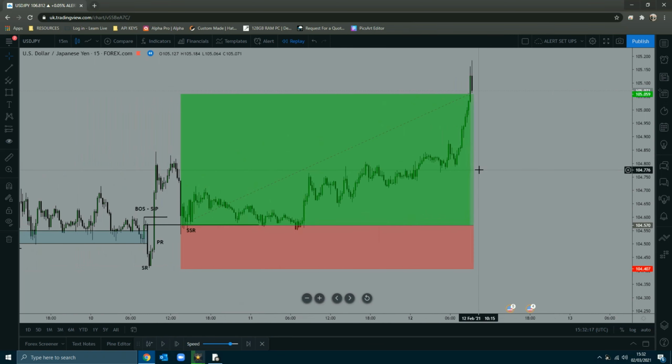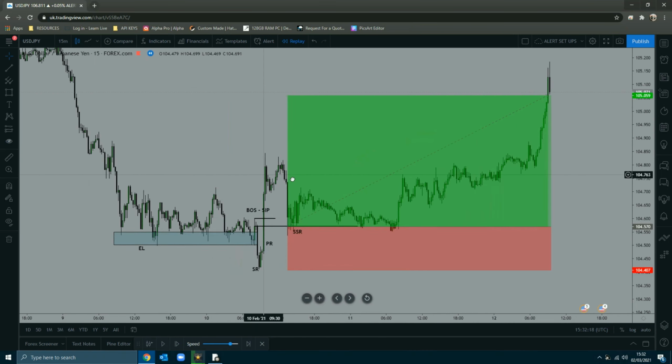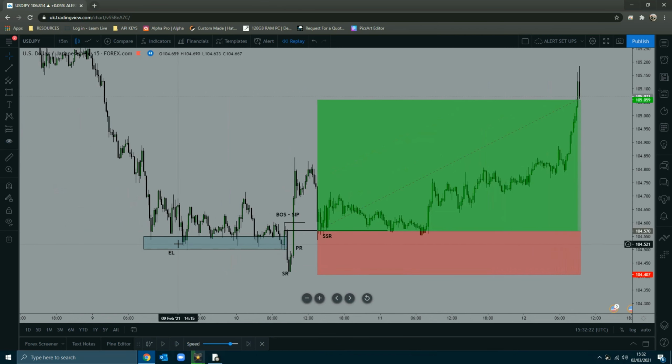Okay, so if I just scrunch the chart up a little bit, you've got the equal lows, so the EL, you've got the stop run, so the SR, price rejection, PR, and then you've got your BOS, so your breaker structure or your structure inversion point right there. When it came back down, you had the single structure retest. Okay, that did last a couple of days before it actually started to move, and then eventually you hit your 1 to 3. Okay, so single structure retest 1 to 3, double structure retest, you've got your 1 to 5 targets.